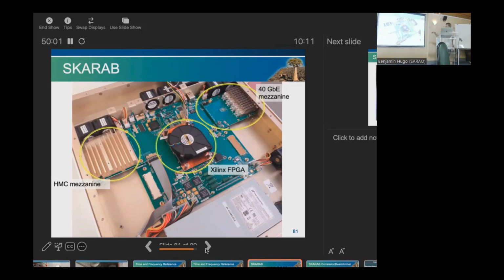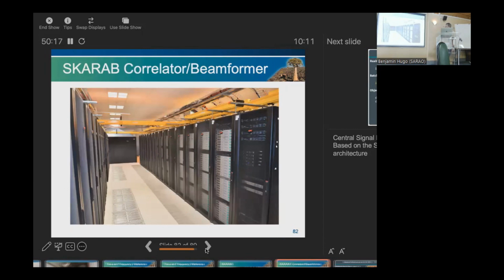So you build a chip, you can program the chip to be exactly what you want. You need lots of memory, so the HMC memory sits there, and you need a lot of data bandwidth. And so there's 40 gig Ethernet ports in this version to get the data in and out. We're moving up to 100 gigs now. And you need lots of them. There's about 200 and something of these SCARAB boards, so-called, again designed in South Africa, which form the correlator. So the correlator sits there, pretty much one of the most powerful computers in the world.